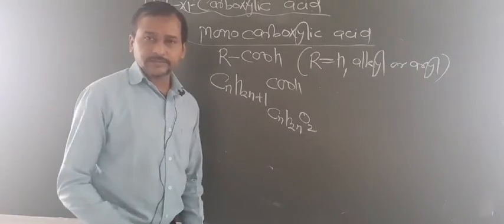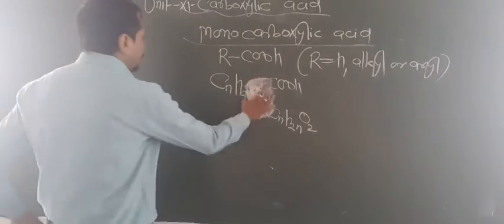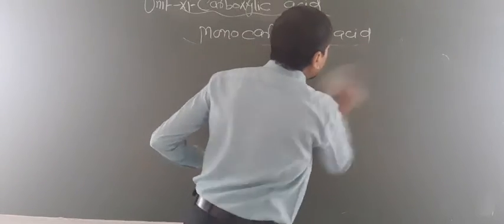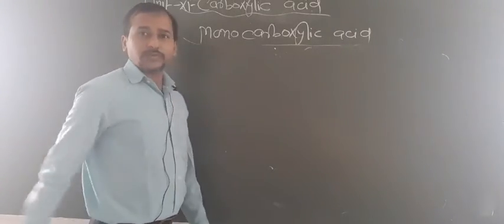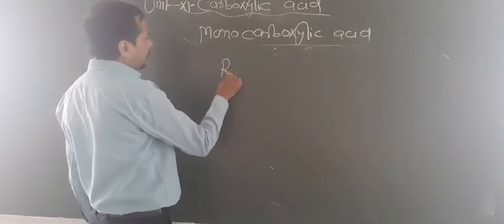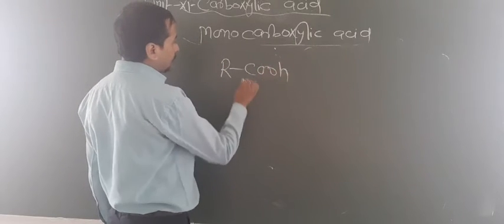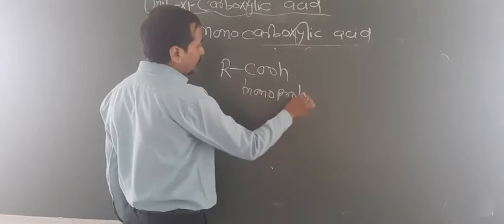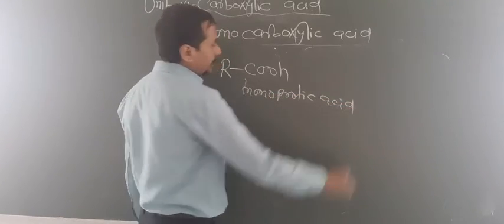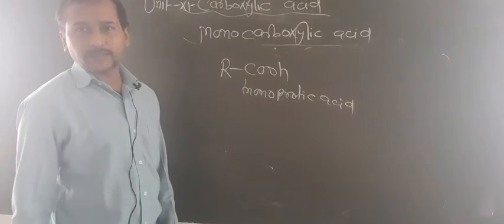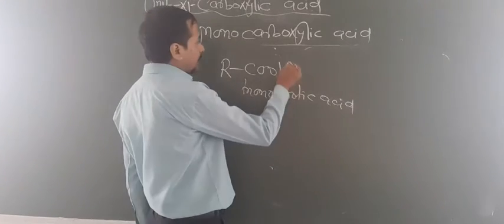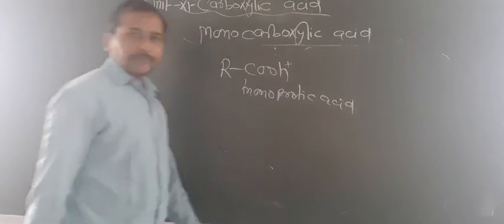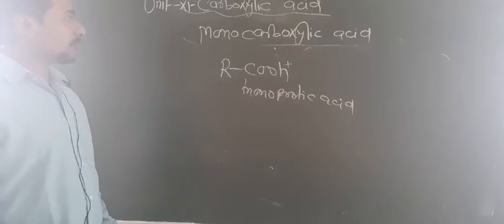Okay, dear students. Now let us focus on some more important points regarding the monocarboxylic acid. Monocarboxylic acid is also known as monoprotic acid, because it releases one H+ in the aqueous medium. So look here, this contains a plus charge. So this is known as monoprotic acid.